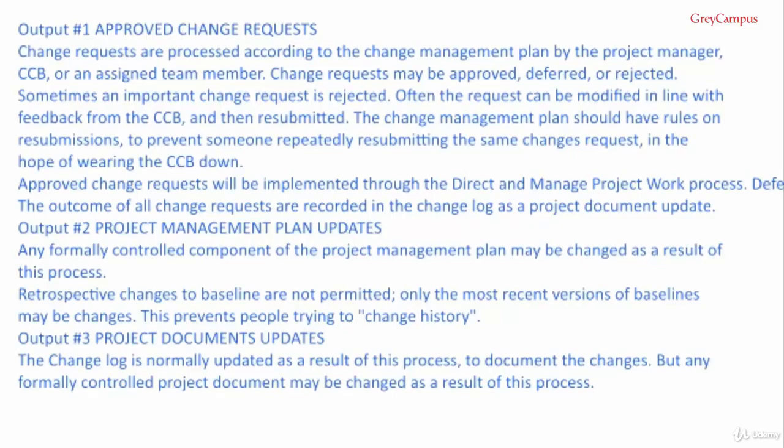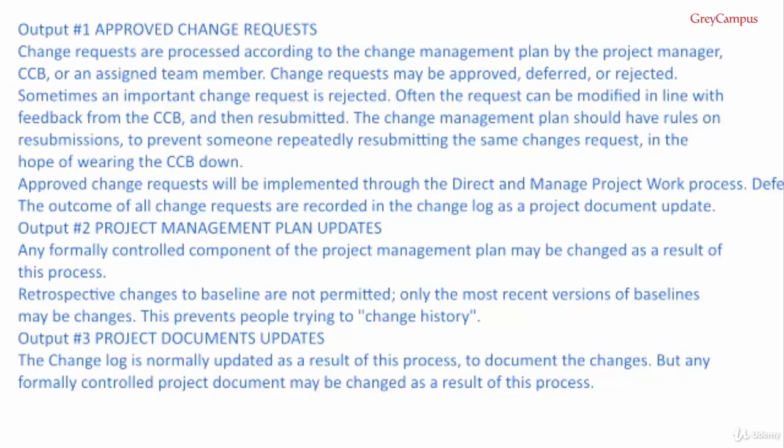The change management plan should have rules on resubmissions to prevent someone repeatedly submitting the same changes over and over again in the hope of wearing the CCB down or choosing a day when there's not enough people there to reject it. Approved change requests will be implemented through the direct and manage project work process. Deferred or rejected change requests are communicated to the person or group requesting the change. The outcome of all change requests are recorded in the change log as a project document update.